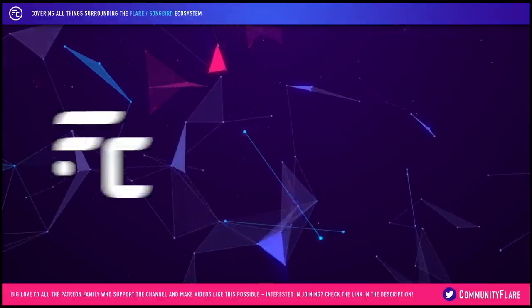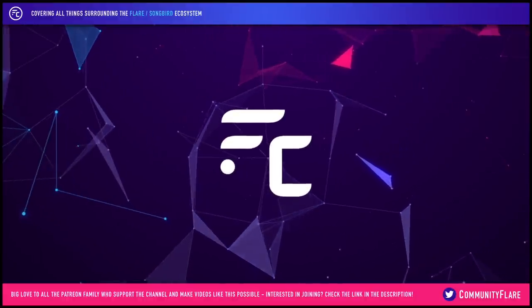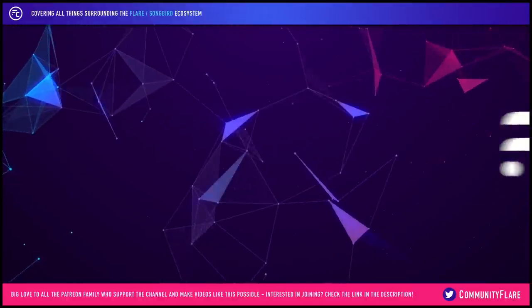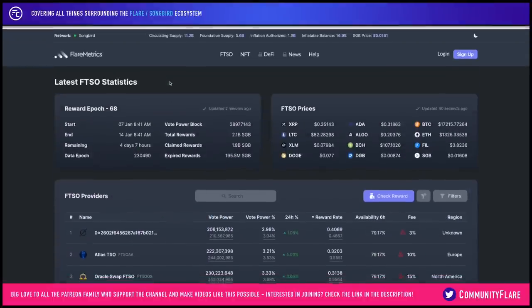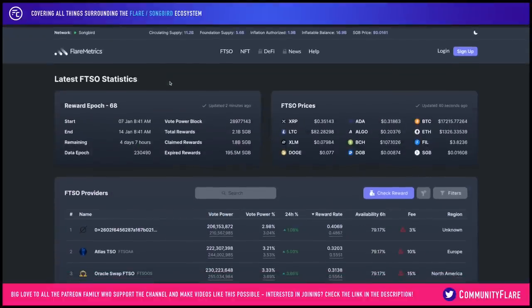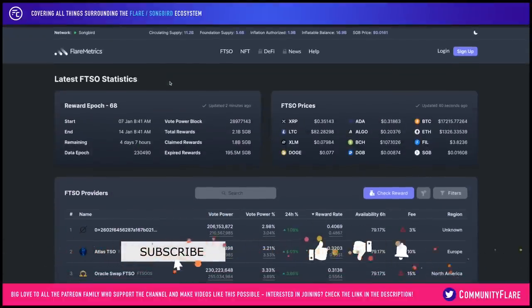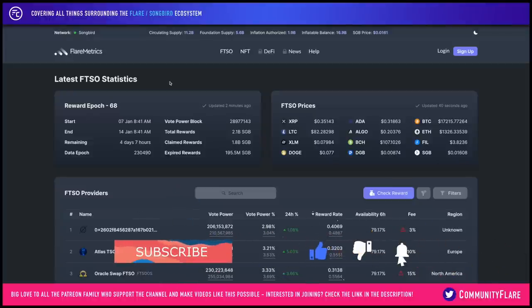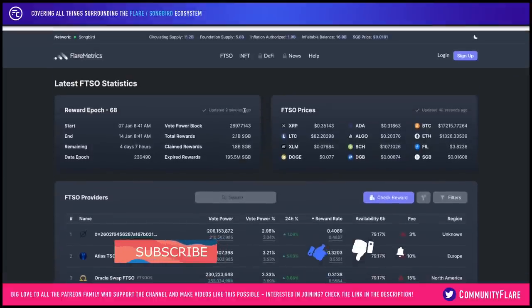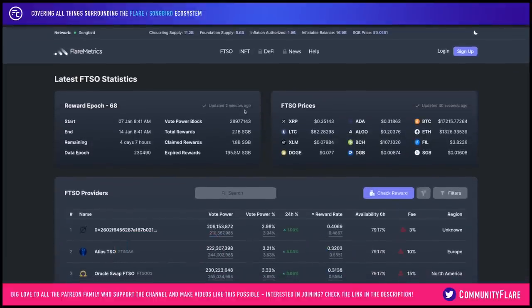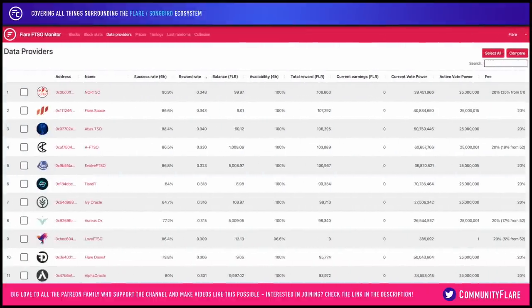So in order to make an informed decision, some of you may already know about this site here. This is Flare Metrics, and unfortunately it's not actually supporting the Flare network just yet. Now I'm sure it's going to in the future, but just stay tuned. Until then, there is actually a substitute. Now this is the Flare FTSO Monitor, and I believe it's built by the Flare team themselves, and this site is actually pretty good for a number of different reasons.